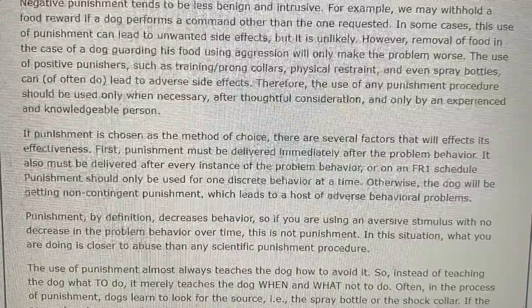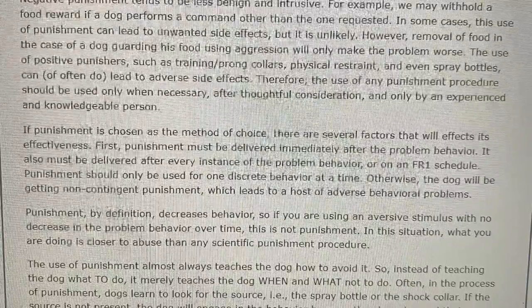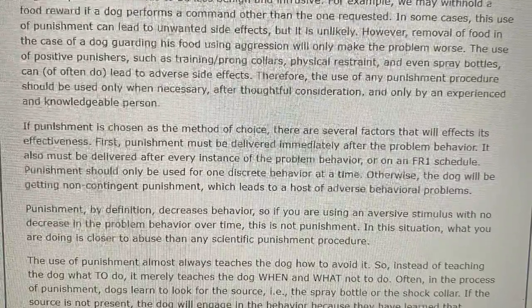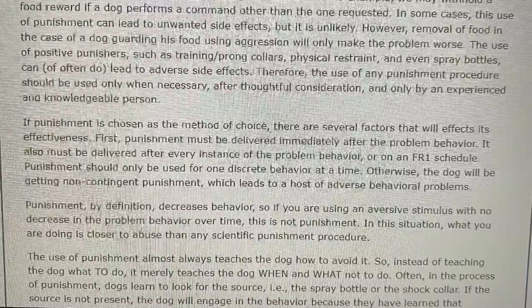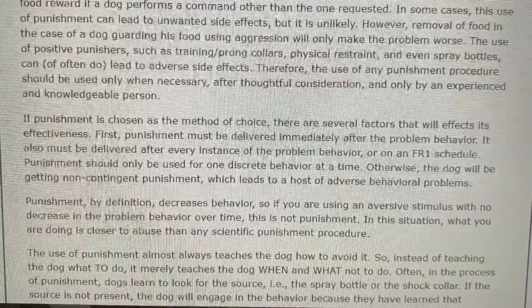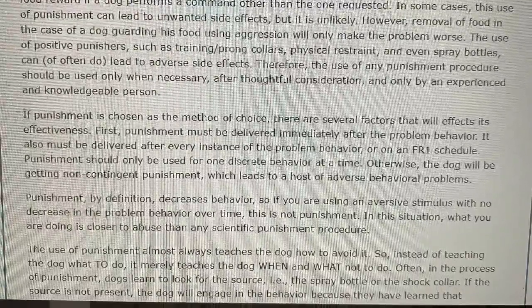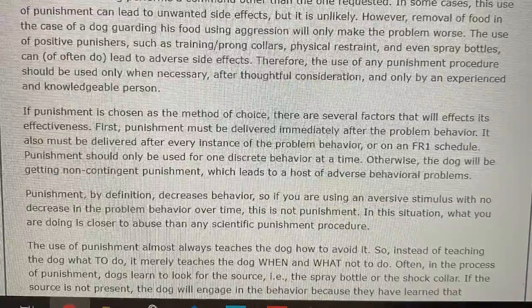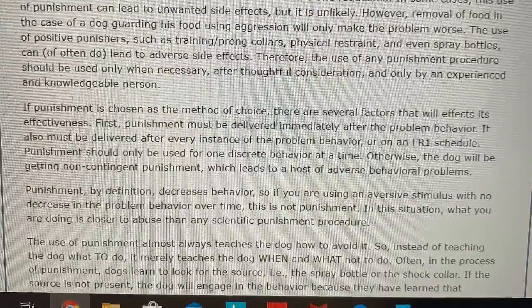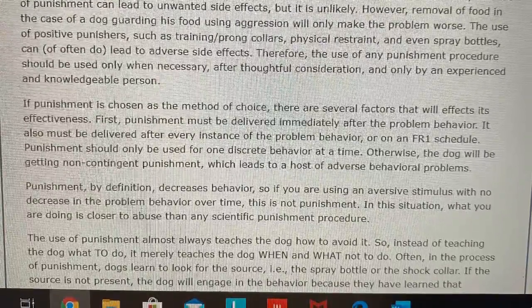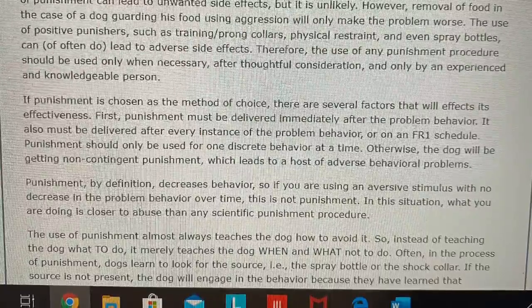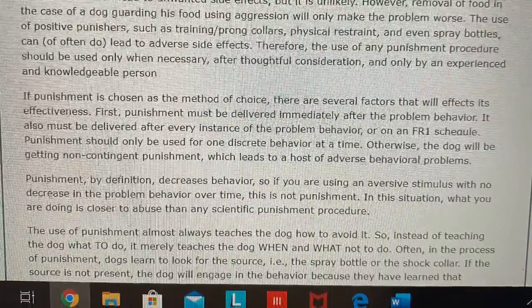Otherwise, the dog will be getting non-contingent punishment, which leads to a host of adverse behavioral problems. Punishment, by definition, decreases behavior, so if you are using an aversive stimulus with no decrease in problem behavior over time, this is not punishment. In this situation, what you are doing is closer to abuse than any scientific punishment procedure.